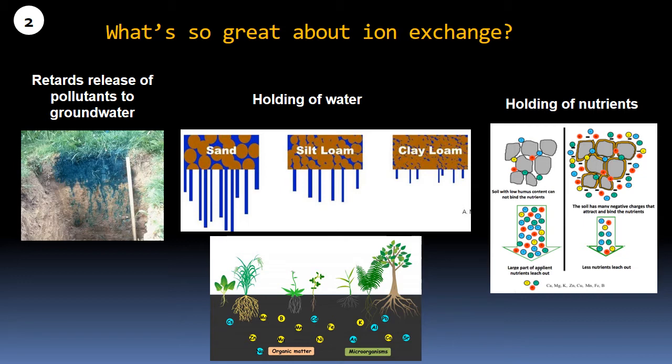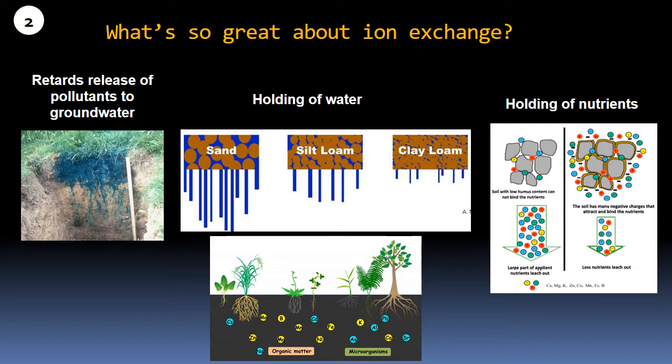Now we have different soil types that have different surface areas and charges, and because of these differences, it will determine whether the water will be held for a longer time in the soil or can be lost very easily, like draining out from the soil.